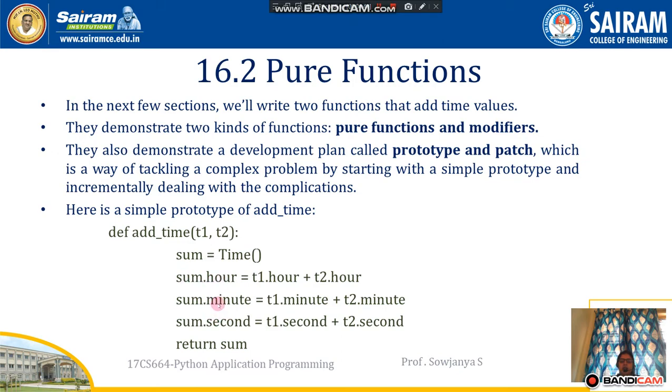In the same way, sum dot minute is equal to t1 dot minute plus t2 dot minute. It will add up these two values and store them in sum dot minute. Next, in a similar way, sum dot second is equal to t1 dot second plus t2 dot second. Once all these are added, the entire sum value will be returned. Return sum. So this is the most basic way we can add the time.